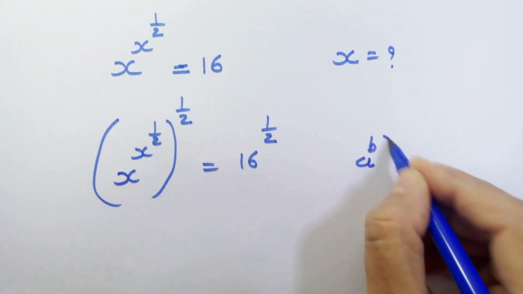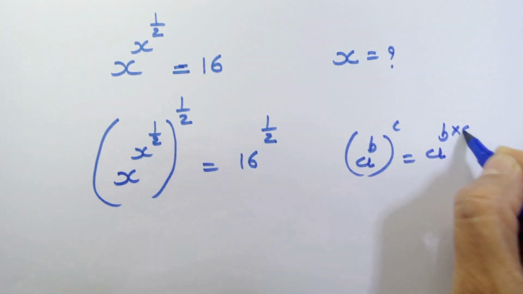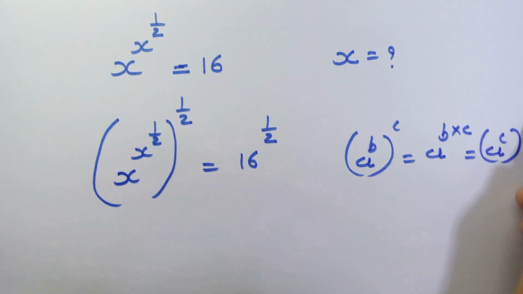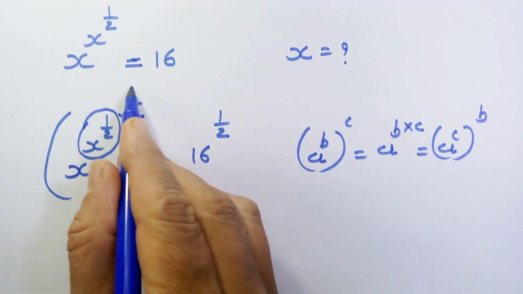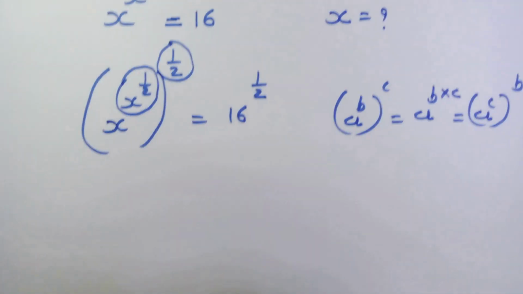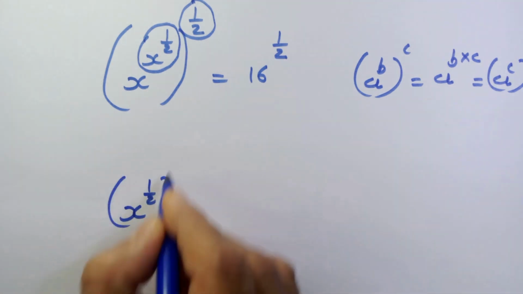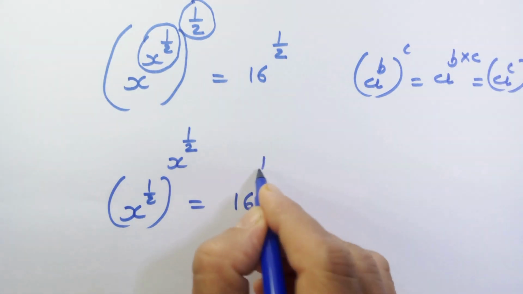If a raised to b whole raised to c, then we can write like this: a raised to b into c, and also write like this: a raised to c whole raised to b. Here you can see x raised to 1 upon 2 is b and 1 upon 2 is c. So the equation will be x raised to 1 upon 2 whole raised to x raised to 1 upon 2 is equal to 16 raised to 1 upon 2.